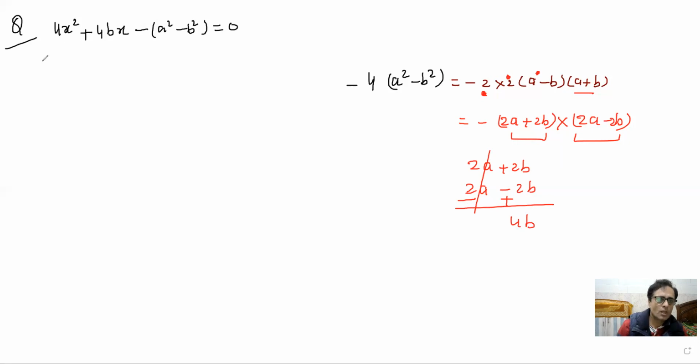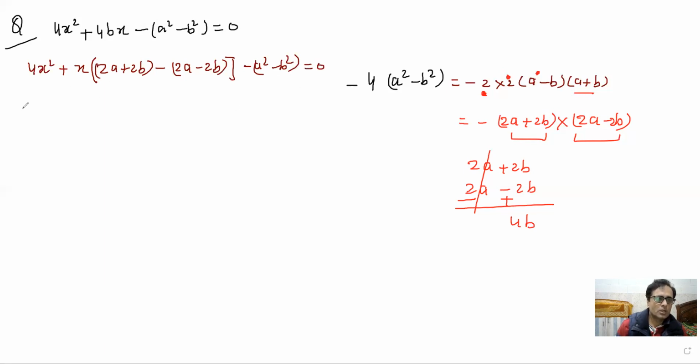Let me apply this for you. Let's change the color. This will be 4x square plus, in a bracket, times x. What will I write down? I will write 2a plus 2b here, and subtraction means difference, so a minus sign here, that will be 2a minus 2b. Close the bracket, minus a square minus b square. It was in a bracket, so that is the situation.